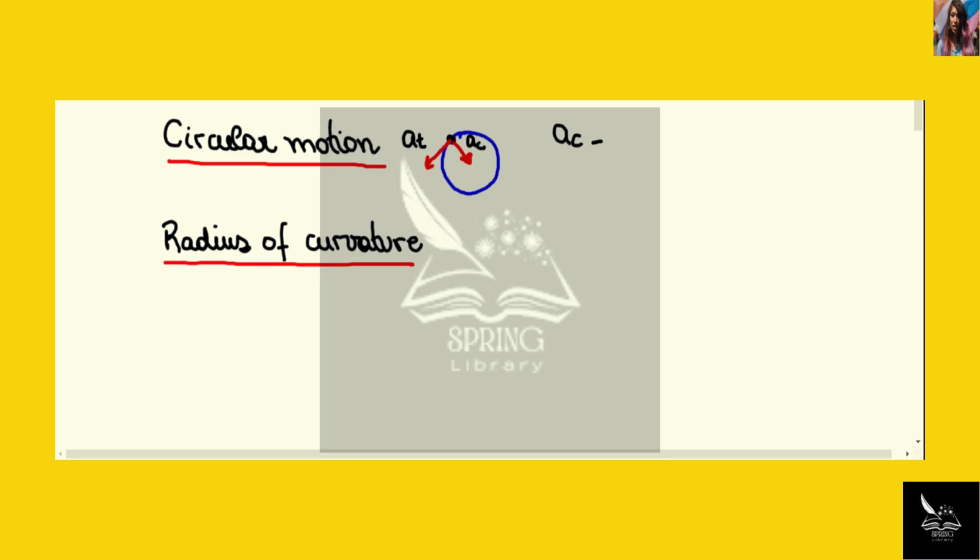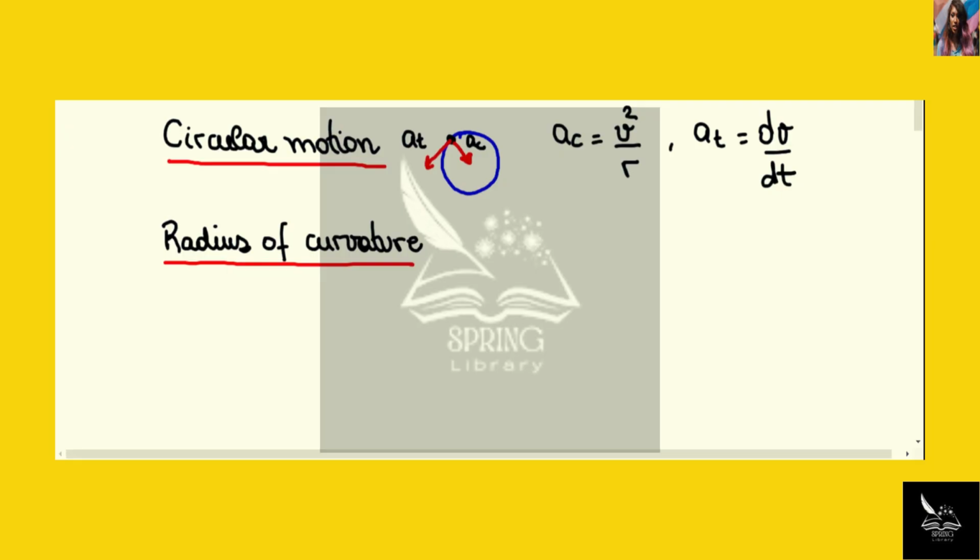The centripetal acceleration is equal to v squared over r, and it accounts for the change in direction of the velocity. The tangential acceleration, on the other hand, accounts for the change in speed of the velocity. Notice that the centripetal acceleration can exist even if the speed is constant.